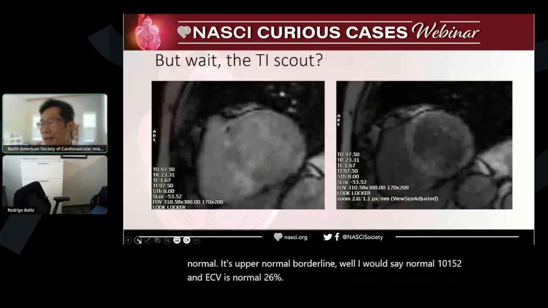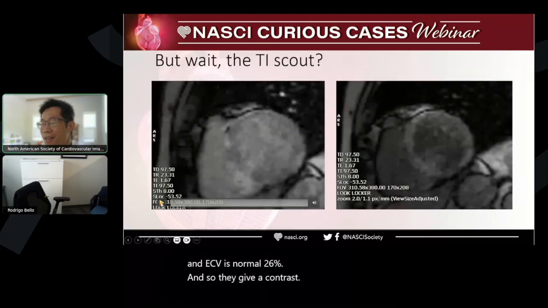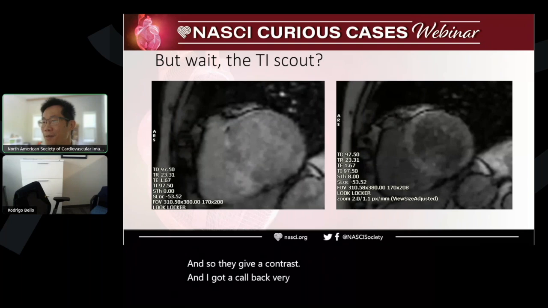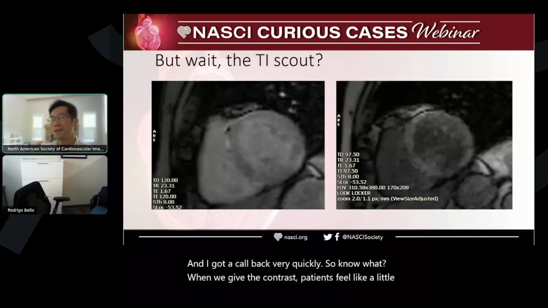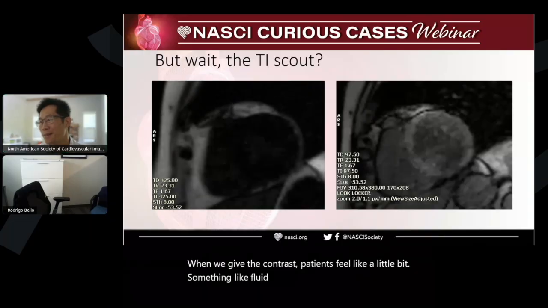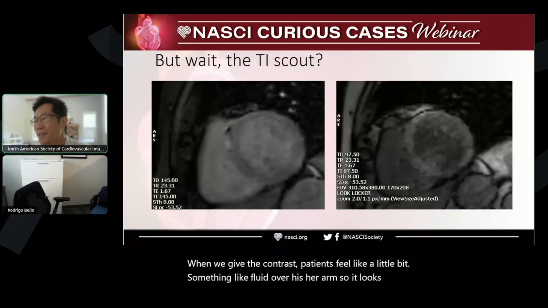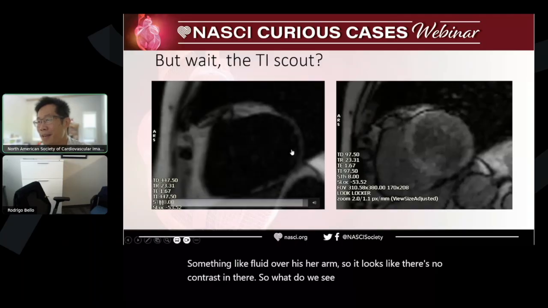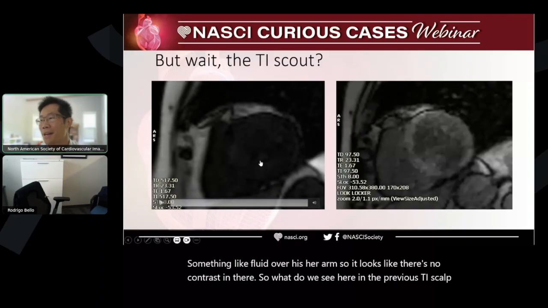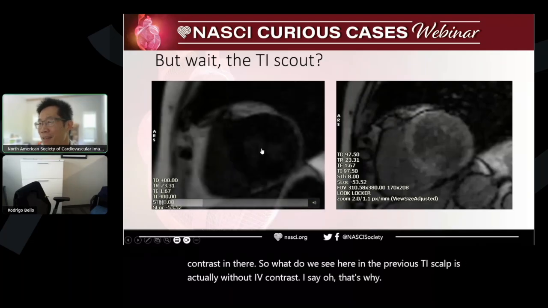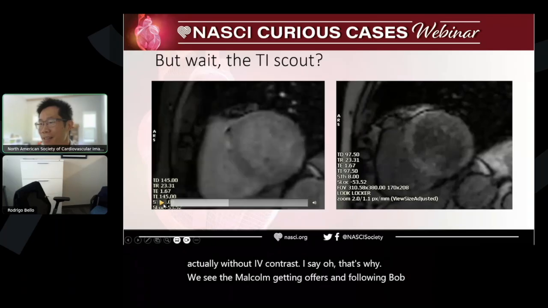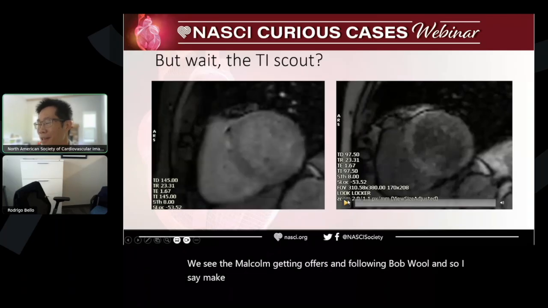And so they gave a contrast, and I got a call back very quickly saying, well, you know what? When we give the contrast, the patient feels like a little bit of something like fluid over her arm. It looks like there's no contrast in there. So what we see in the previous TI scout is actually without IV contrast. I say, oh, that's why we see the myocardium getting nulled first and followed by the blood pool. And so I say, well, make sure we got a contrast in and let's do the TI scout again.